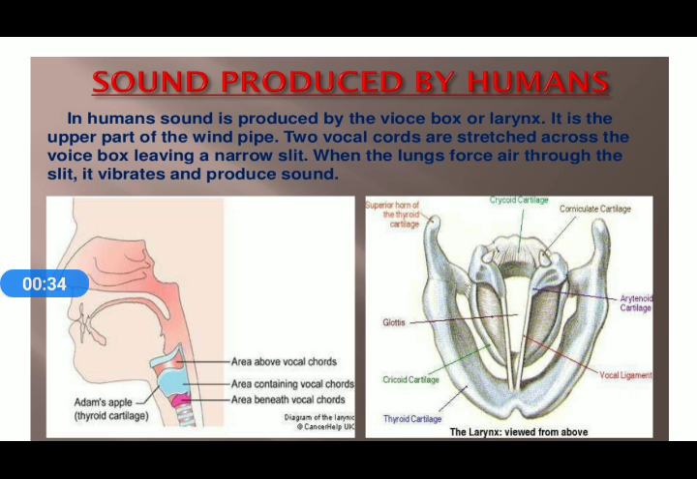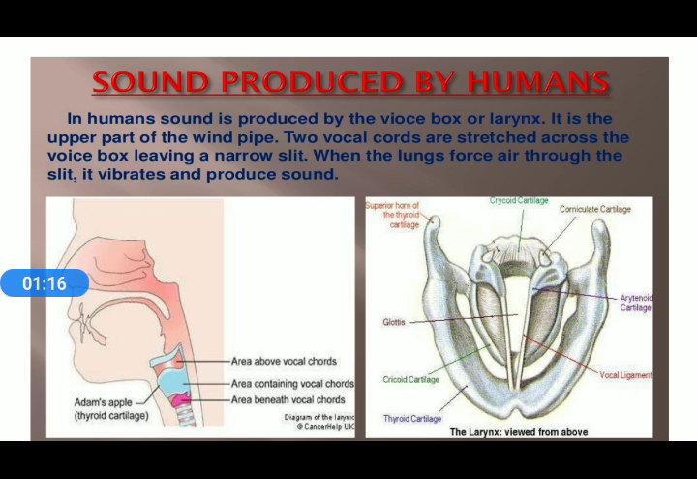We have also learned in our previous classes that sound is a type of energy. That's why the energy associated with sound is known as sound energy. In a similar manner, when we try to understand how sound is produced by humans, nature has given us a mechanism in such a way that when we make an effort on that mechanism, with its help we can produce sound.